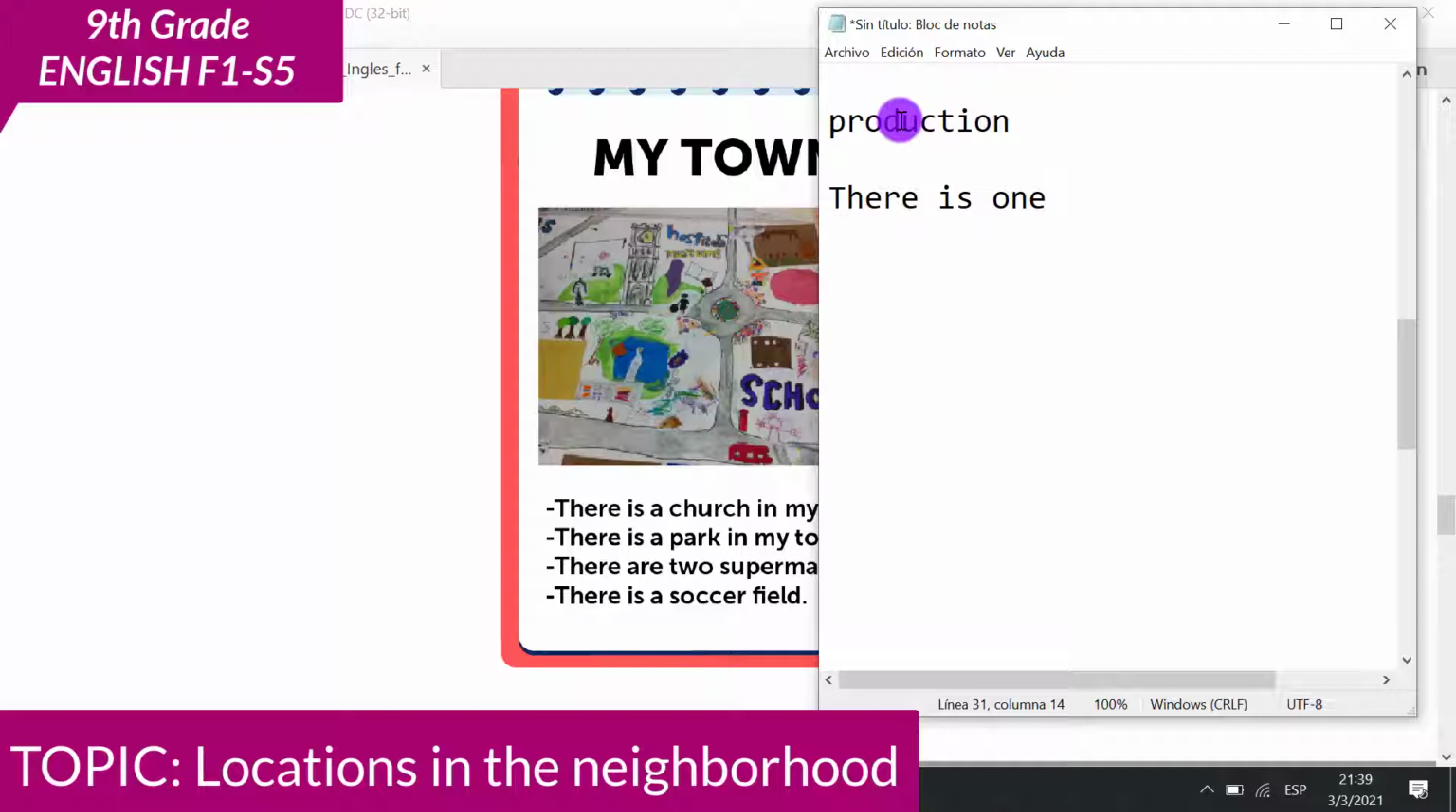There is one park. Solo hay un park. There is one park in my town. Solo hay un parque en mi ciudad. There is one park in my town.